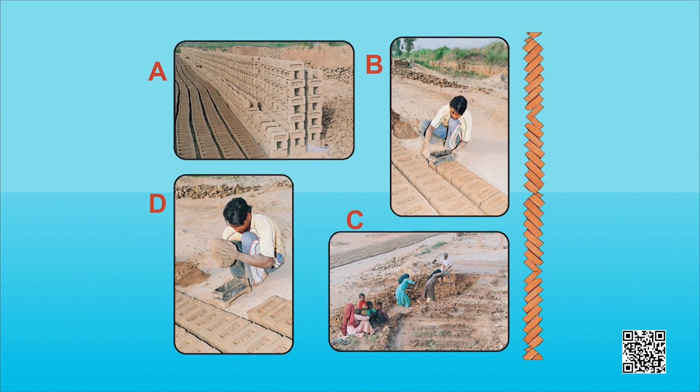Here are 4 pictures from brick kilns. These pictures are jumbled up. Let's try to arrange them in the correct order. Yes, you are right. The correct order is C, D, B and A.